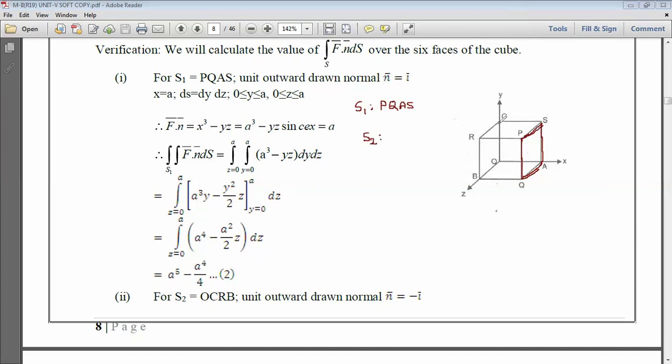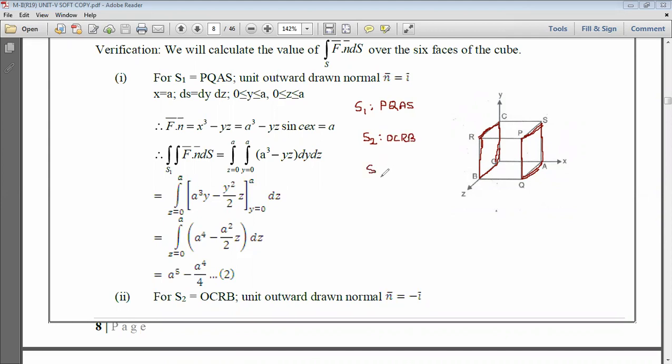So the opposite face is nothing but, here it is having this one, right? So this is the opposite face, right? So the opposite face is nothing but OC or B. This is the second one.